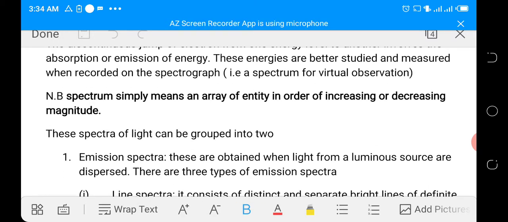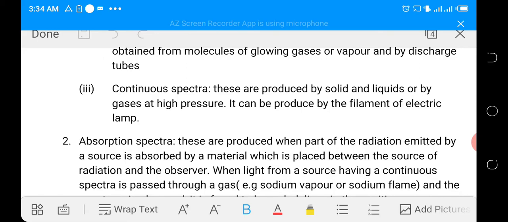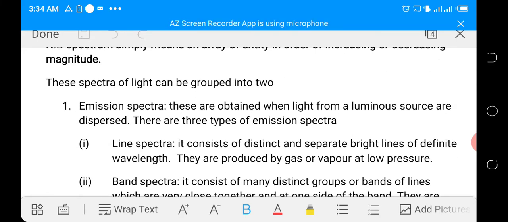This spectra of light can be grouped into two: emission spectra and absorption spectra. So let's look at them one by one. Emission spectra. These are obtained when light from a luminous source is dispersed. There are three types of emission spectra. Line spectra, which consist of distinct and separate bright lines of definite wavelength. They are produced by gas or vapor at low pressure.